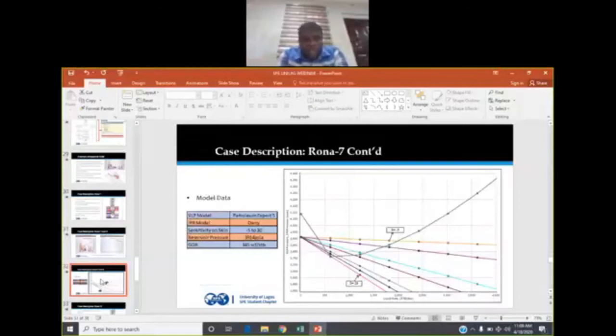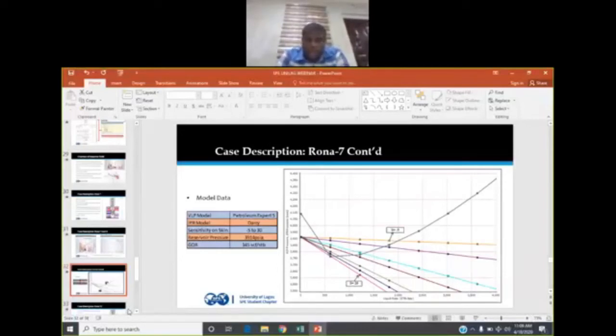Based on this, we built a model on IPM Prosper, and then we ran sensitivity on the skin. We played with the skin from a skin of 30 to a skin of -5. We noticed that as the skin value reduces, the production from that well increases. So that is for well 7.